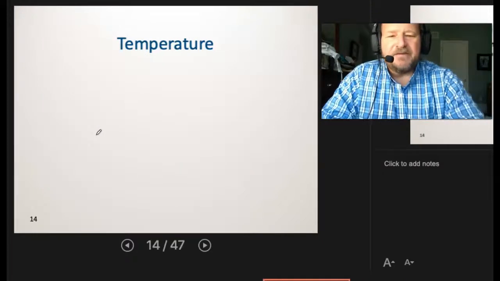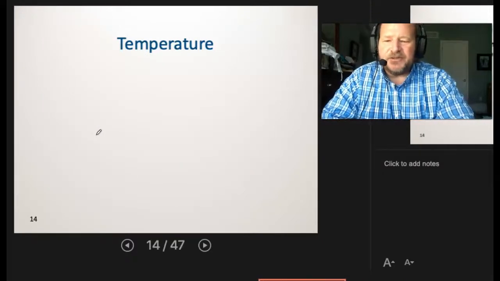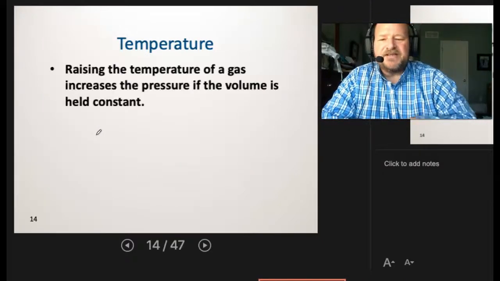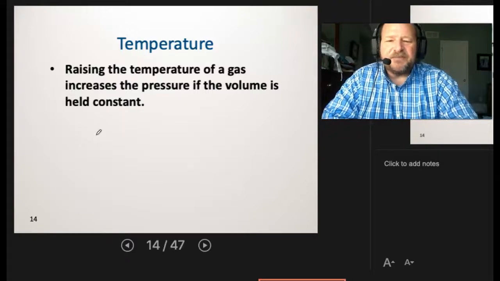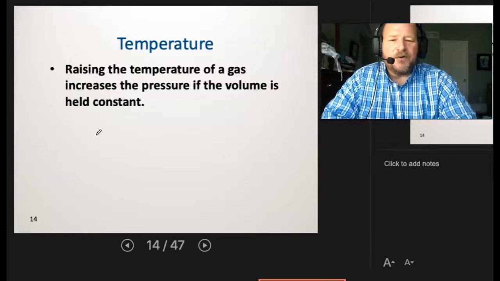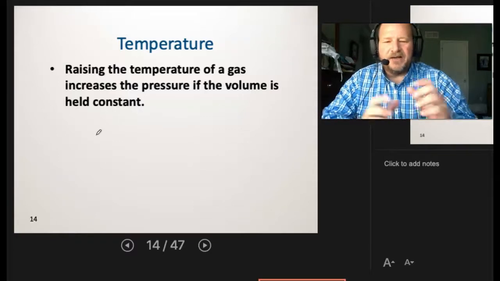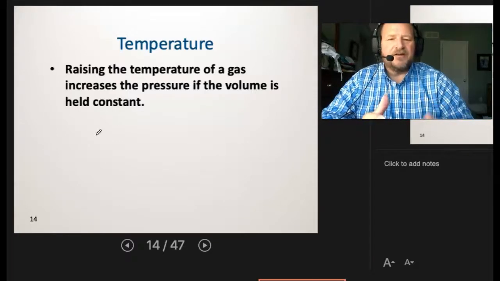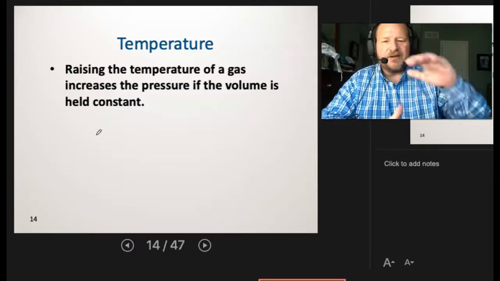Now, the third thing that impacts our gases is going to be temperature. Raising the temperature of a gas will increase the pressure if the volume is held constant. Okay, now you've probably done this. If you've ever boiled water in a pot, then you've seen this in action. So you take a pot, you put water in, and you start to boil it, and you get impatient, so you put a lid on it.